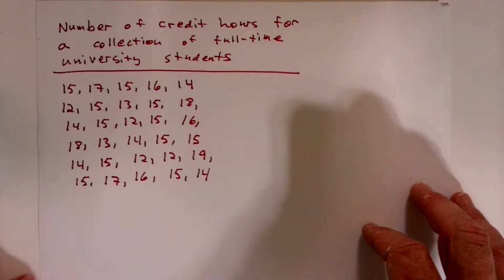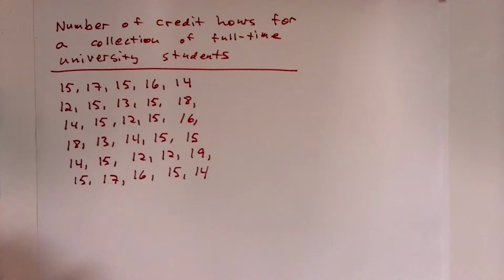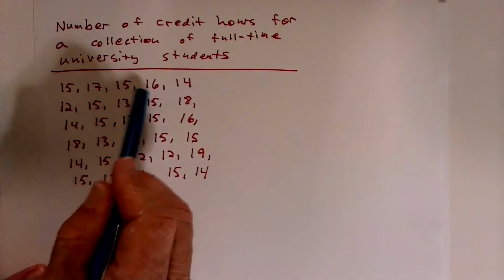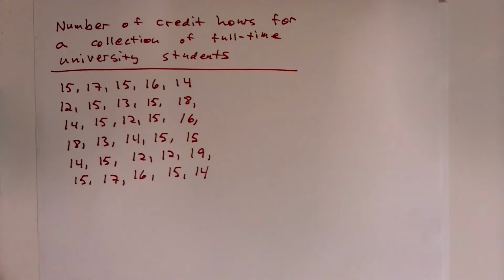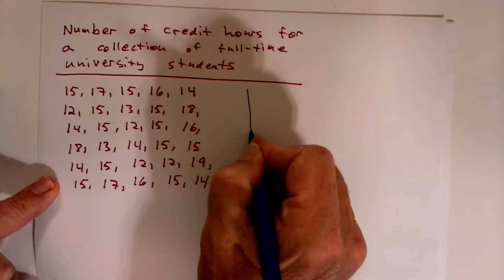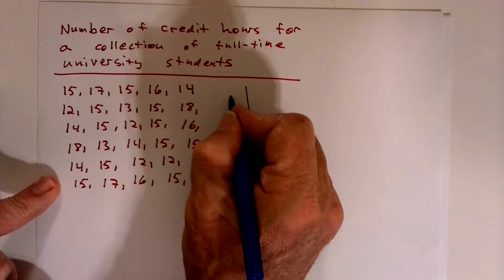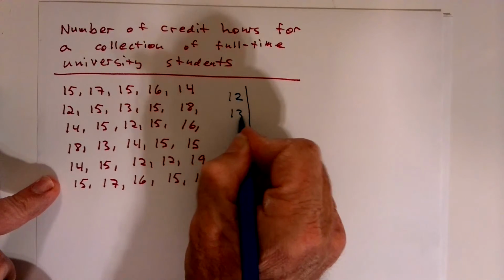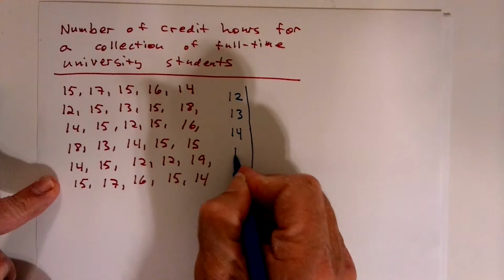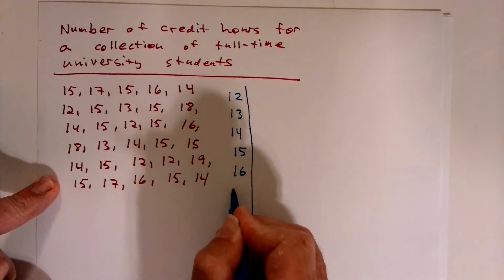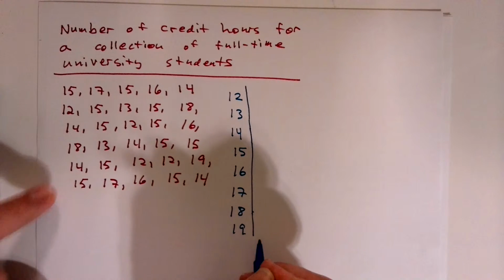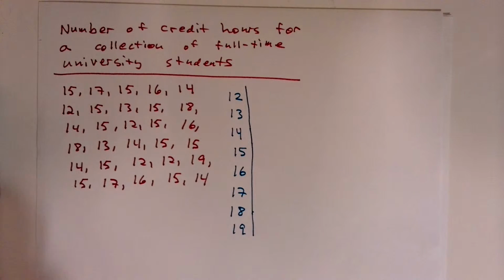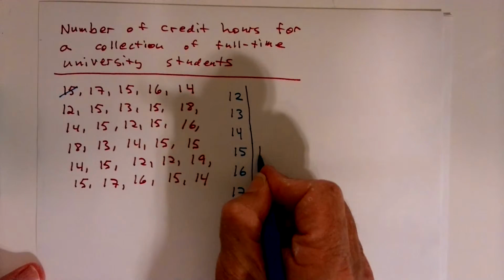We have a collection of full-time college students, and we see how many credit hours these students are studying. 15, 17, 15, 16, 14, etc. So it looks like the lowest number I see anywhere is 12. So 12 seems to be our lowest number. 12, 13, 14, 15, 16, 17, 18, 19. So those seem to be the range of numbers that we have. So let's go through and click them off and get tallies.